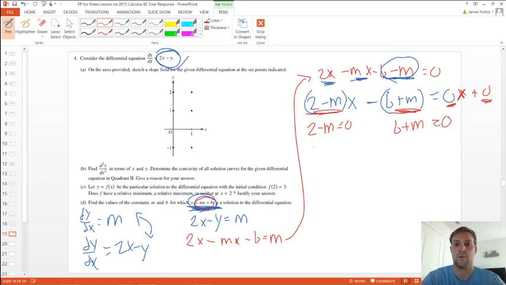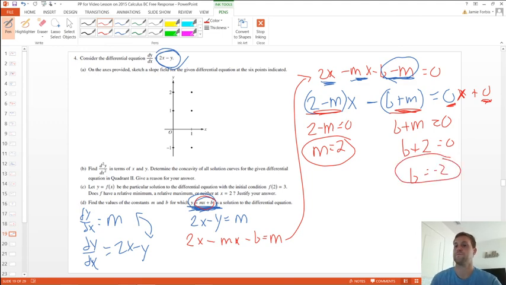For this first one, m equals 2. And for this one over here, we can substitute 2 in for m and say b plus 2 equals 0, or b equals negative 2. So there you have it. Those are the two constants, m and b, that we need. If I had y equals 2x minus 2, that is a particular solution to the differential equation 2x minus y. All right, that's all we had to do for number 4.